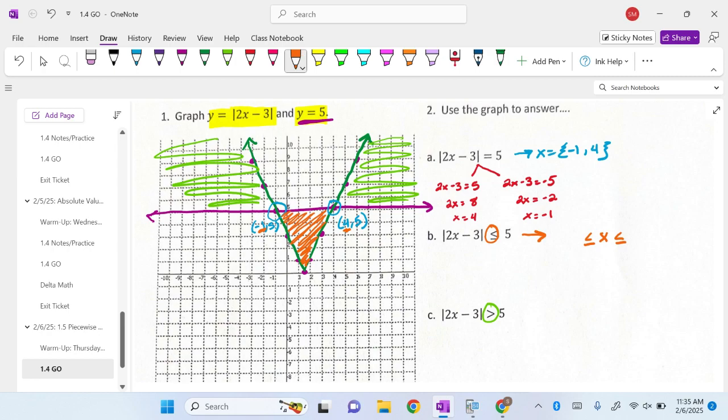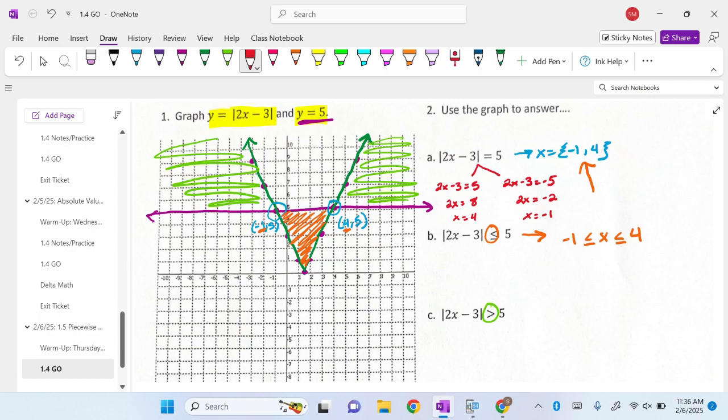So what's my lowest point of intersection x value? Guys, x values right here. Which one's my lower one? -1. Which one's my higher one? 4. So we're saying the absolute value of 2x minus 3 is less than or equal to 5 when x is between -1 and 4.